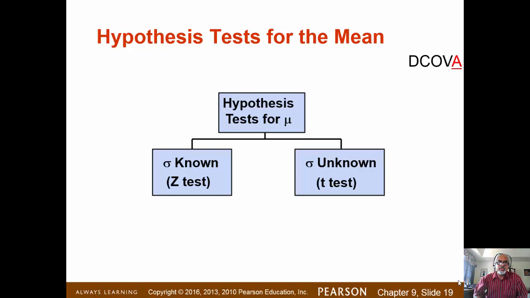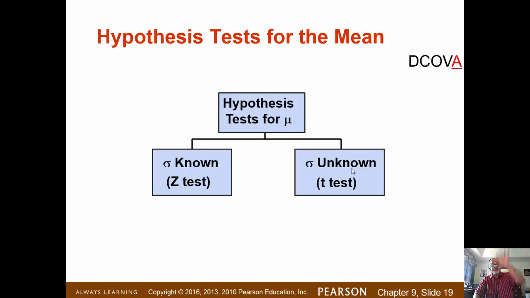Now let's look at actually doing the hypothesis test. First, hypothesis test for mean mu, and then later we look at hypothesis testing for population proportion pi. Now we're going to look at two cases. One is sigma is known, the other is sigma is unknown.